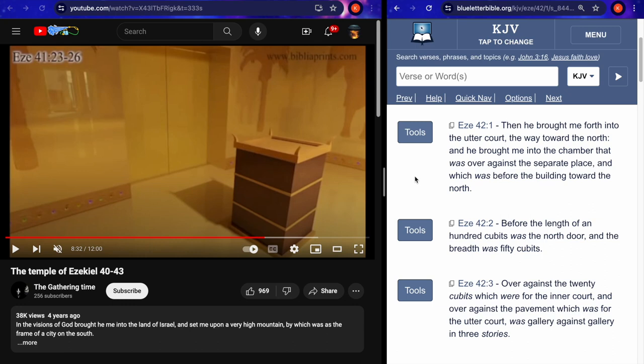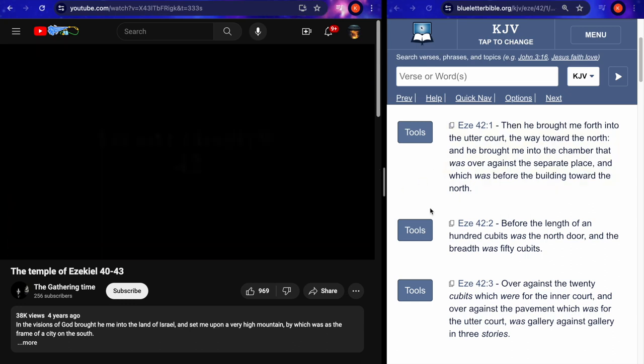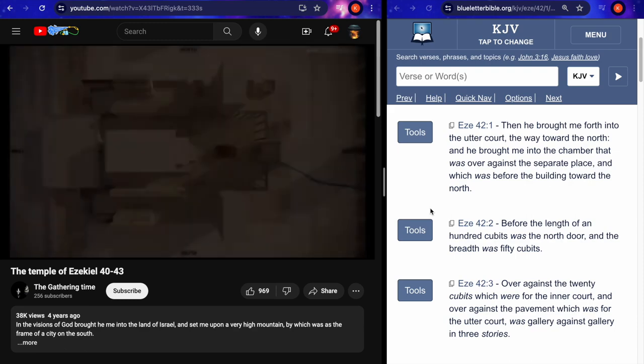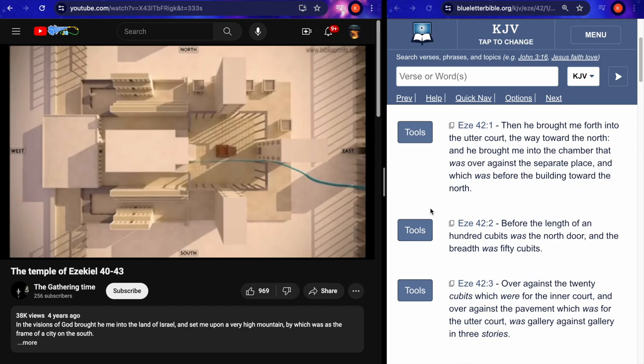So this is the book of Ezekiel chapter 42 verse 1, and in the 41st chapter we went through the inside of the temple, the building itself, the designs, and now as it says in Ezekiel 42:1, then he brought me forth into the utter court. So let's go ahead and play this just so we're in sync. Okay, so you can see the north, east, west, south.